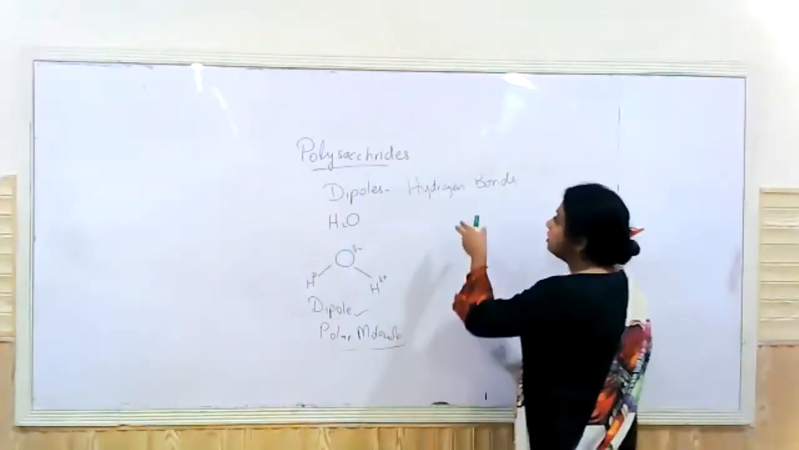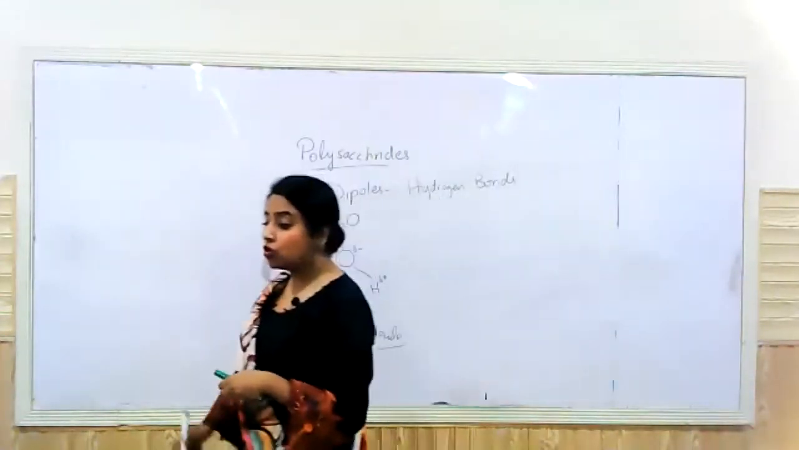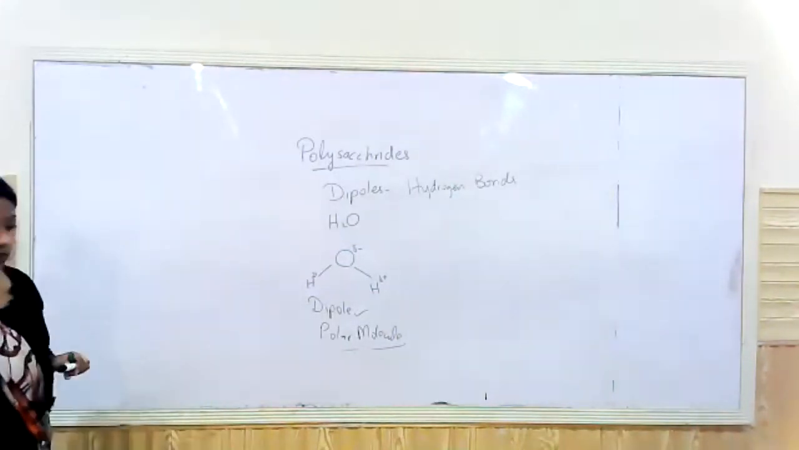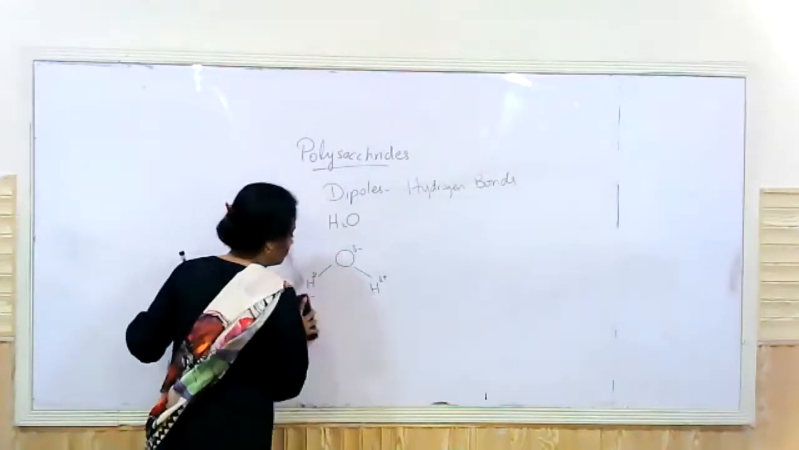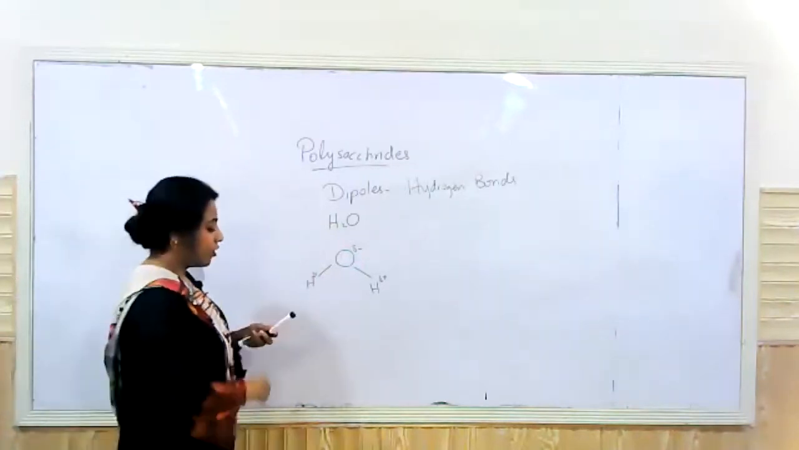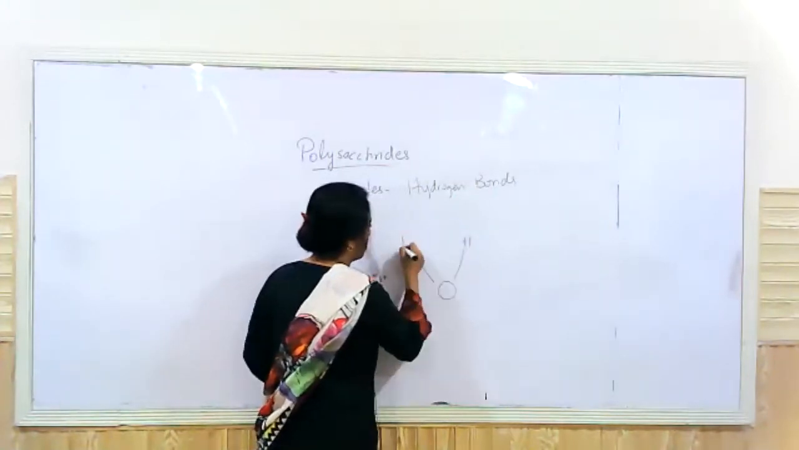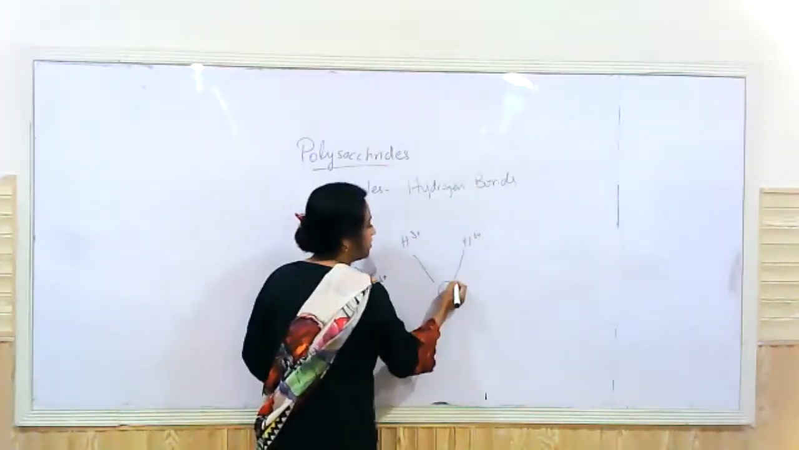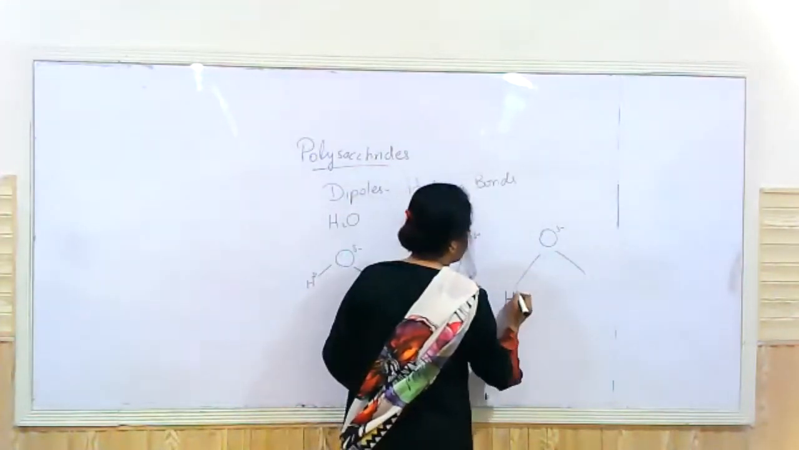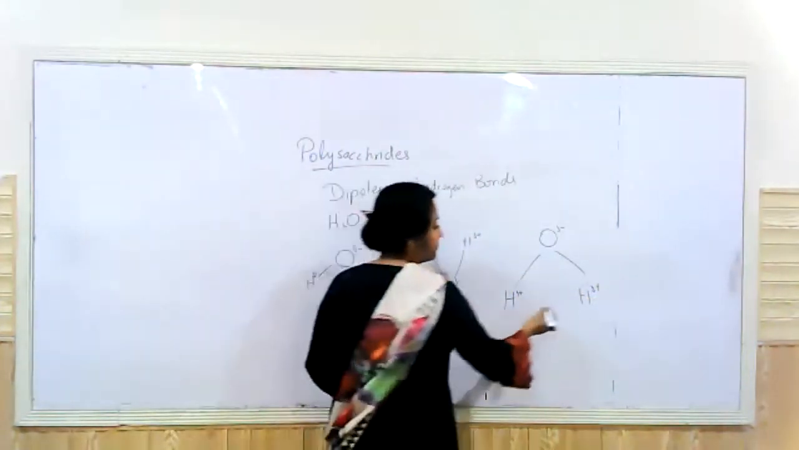Now, moving on to hydrogen bonds. Dipoles that have hydrogen in them exhibit the property of hydrogen bonding. Now, what is hydrogen bonding? See, a water molecule, and I'm drawing more now. Partial positive, partial negative, then partial negative, partial positive. Now, what is going to happen?